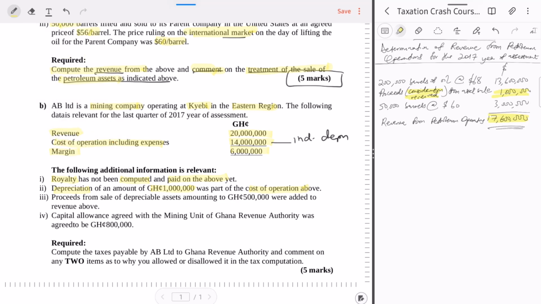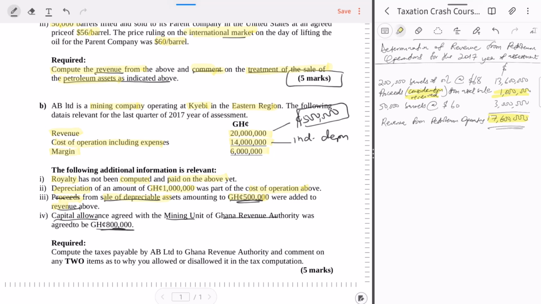Okay. And then proceeds from the sale of depreciable assets amounting to $500,000 were added to revenue. Remember, this is mining. For mining, you don't add the proceeds to revenue. You add the difference between the consideration received and the written down value. Here, they have added the entire proceeds to revenue as if it's a petroleum operation. It will not fly here. We need to reduce it or take it out. So let's flag this on the side, that proceeds of depreciable assets of 500,000 added to revenue. So we know there's some 500,000 we need to take out.